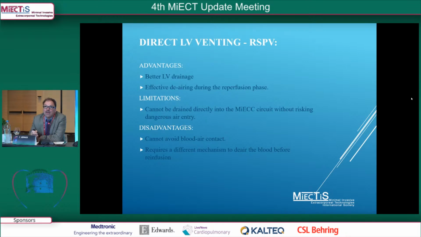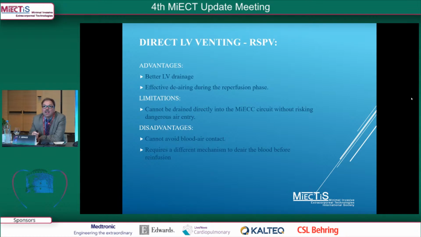And direct LV venting. Again, the advantages: you have better LV drainage, effective de-airing during the reperfusion phase, and this is very good for, or needed during, valvular surgery.